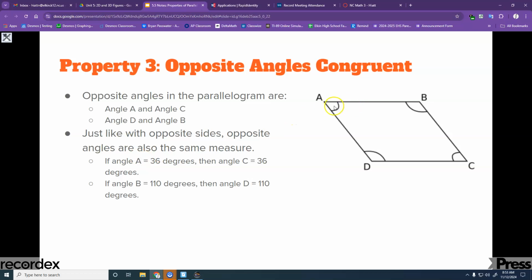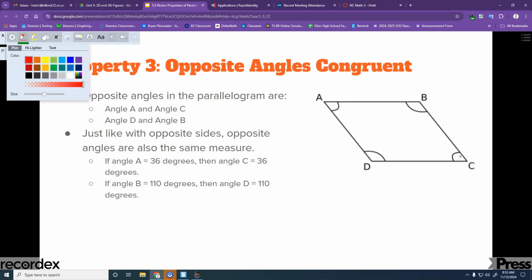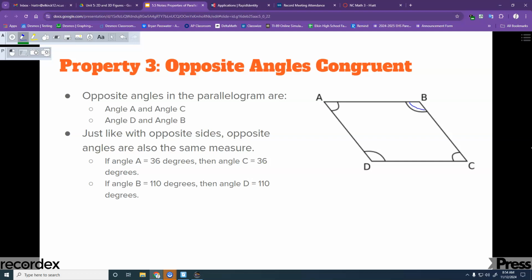If angle A is 36, angle C would have to be 36. I don't like this picture right here. This is not mine. Borrowed it. Because if I just mark everything with one arc, what's that supposed to mean? They're the same. Are they all the same? No. So like I would put another little arc right here with one of these. So if A was 36 degrees, then this would also be 36 degrees. If this was 110. I don't even know if I want to write that. I need to go back and rework these notes.